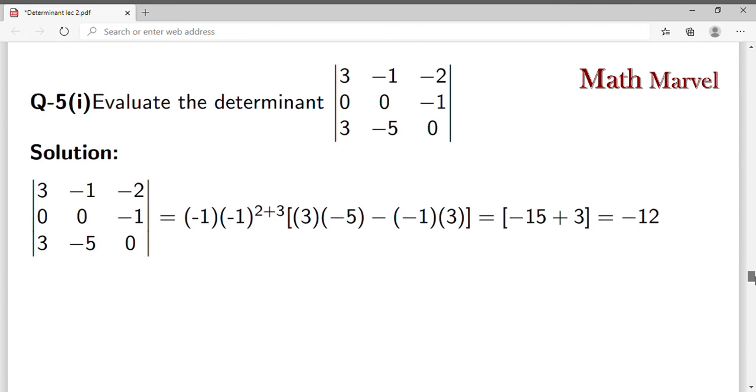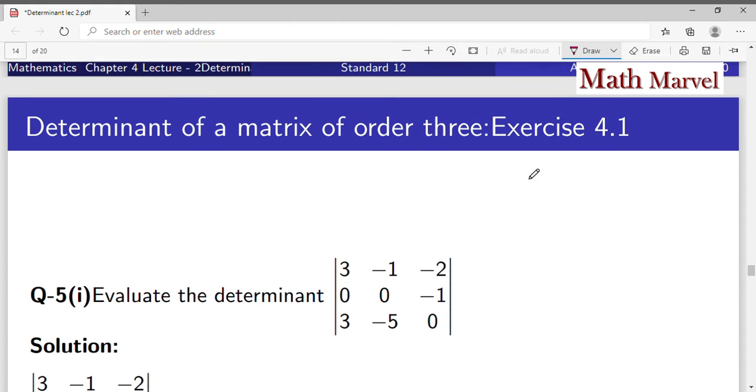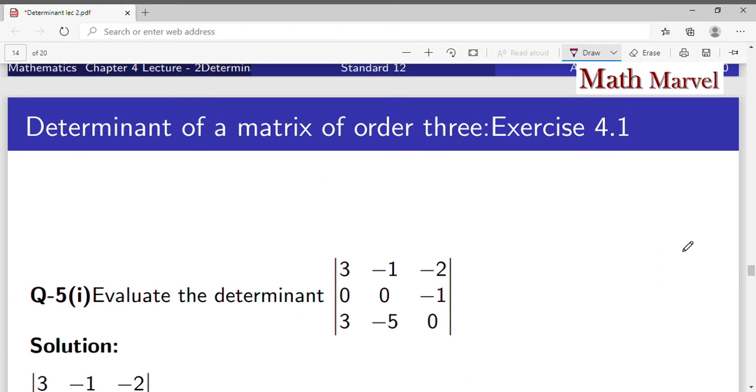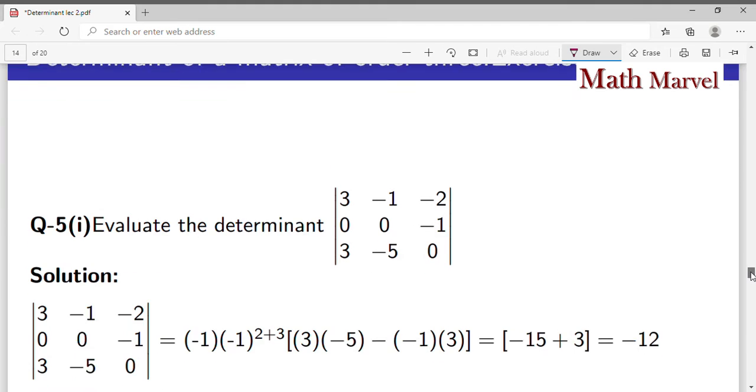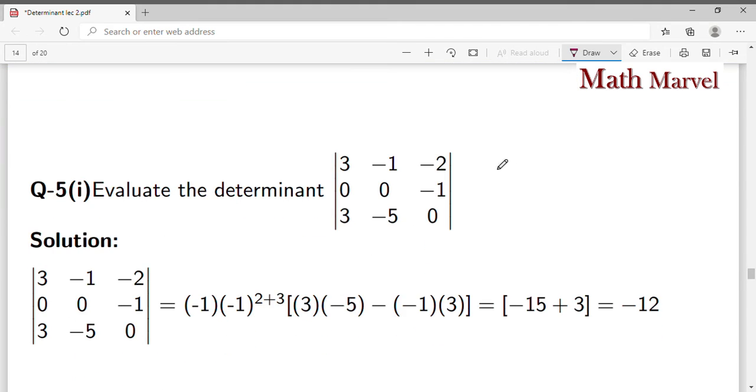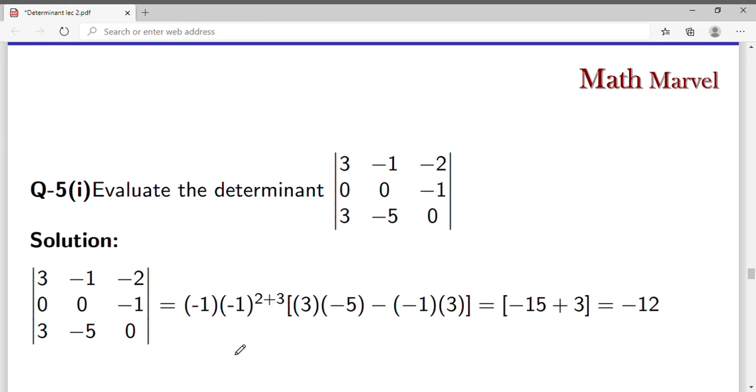Now we discuss an example from exercise number 4.1. Example 5.1: Evaluate the determinant with rows 3, minus 1, minus 2; 0, 0, minus 1; 3, minus 5, 0. Here we use the row or column in which the maximum number of zeros are given. Observe the second row: it contains the maximum number of zeros, two zeros. So that's why, using the second row, we can easily find the value of the determinant.